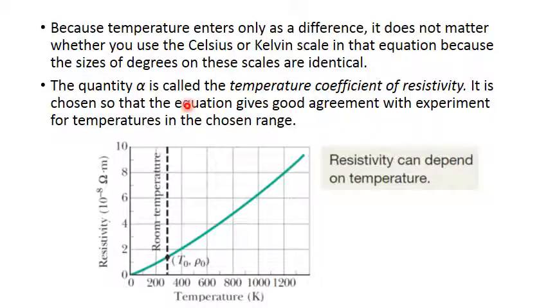This shows that the equation gives good agreement with experimental data in the chosen range. So generally speaking, here is the resistivity as a function of temperature, and we can note that the resistivity increases with increasing temperature. The slope of this curve is effectively the temperature coefficient of the resistivity.